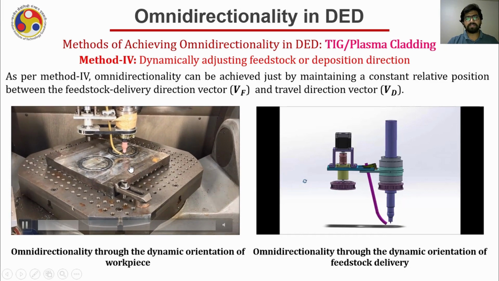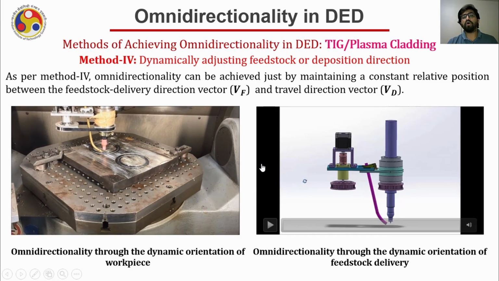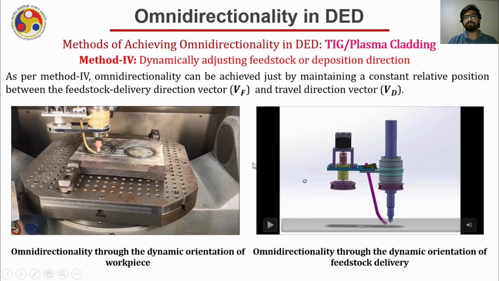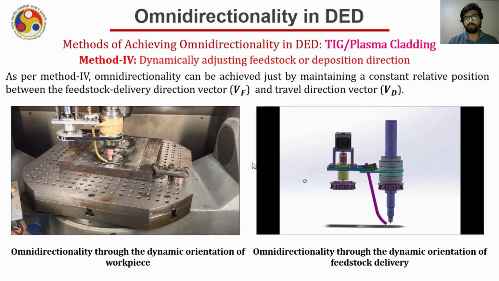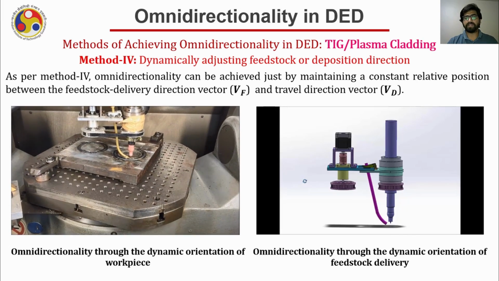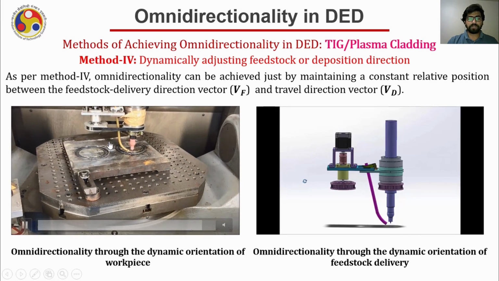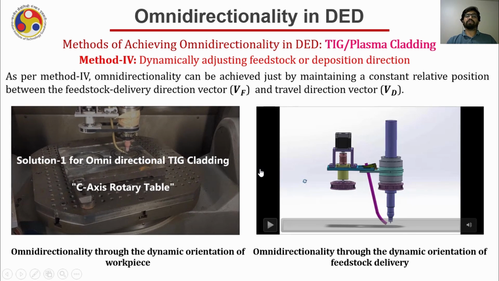Here you can see that the substrate is rotating, and as the substrate is rotating, you can notice that the front feeding is always maintained, right? Always the tungsten is creating an arc and the wire is fed into the melt pool from the front, and all the time it remains front feeding. This particular method corresponds to dynamically orienting the position of the workpiece.